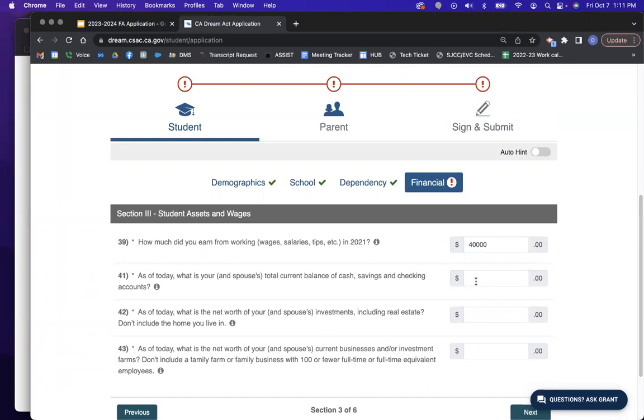And then as of today, what is your total current balance of cash, savings, and checking accounts? So this question is always very scary for students. FAFSA or California Dream will not be checking your bank account, so do not worry about that. But you also want to give them an amount that is realistic. So what I usually tell students is, after you pay all of your bills, you pay every single thing that you need on an average day, how much money do you usually have? And the closest to 0, the better. So some students will say like $50, $0, $500, whatever that means for you.